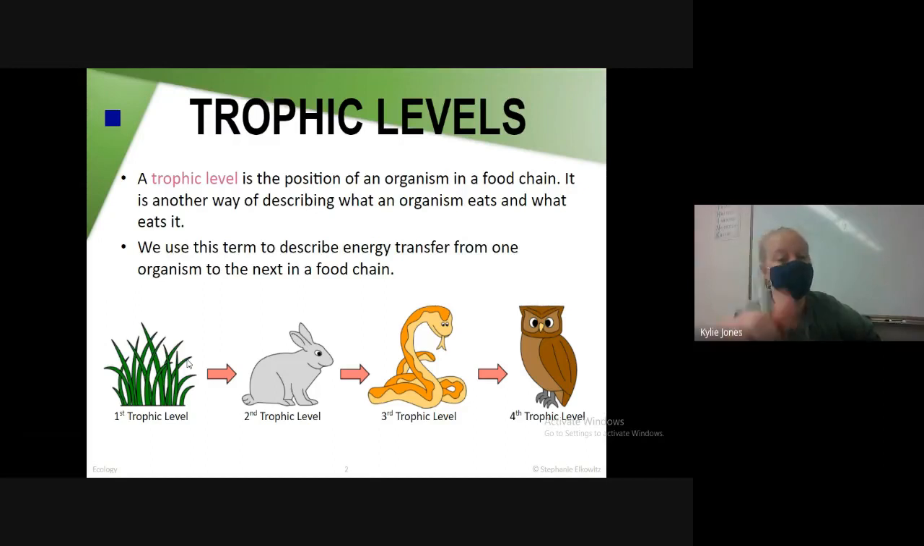Yeah. And then the rabbit has 10% of the energy. Then when the snake eats the rabbit, there's only 1% of the energy left because that's 10% of 10. And then when the owl eats the snake, there's only 0.1% of the energy left. That's why food chains can't go on forever and ever, because notice that it gets smaller every single time something eats it. You're going to run out of energy eventually. Okay?